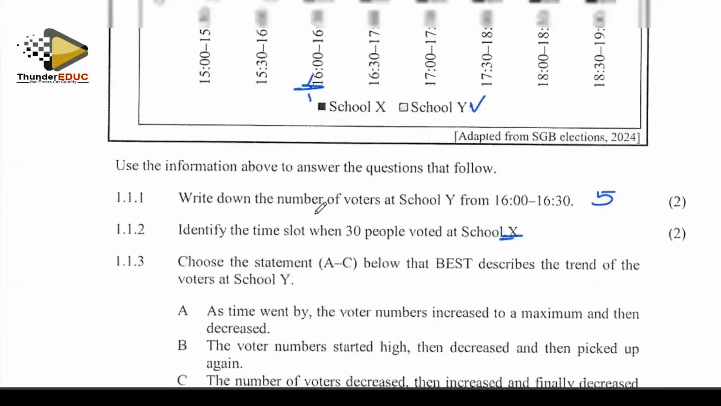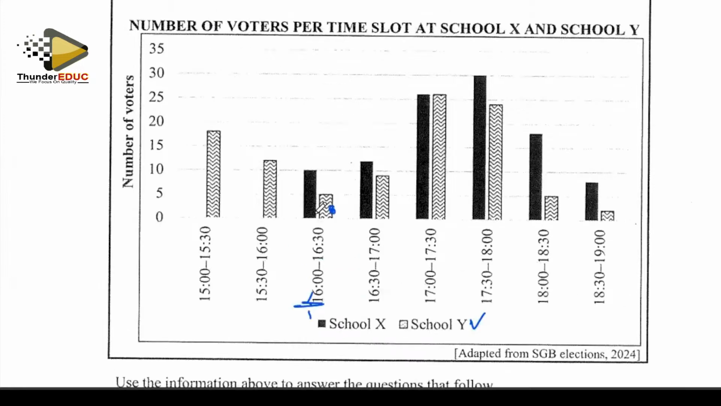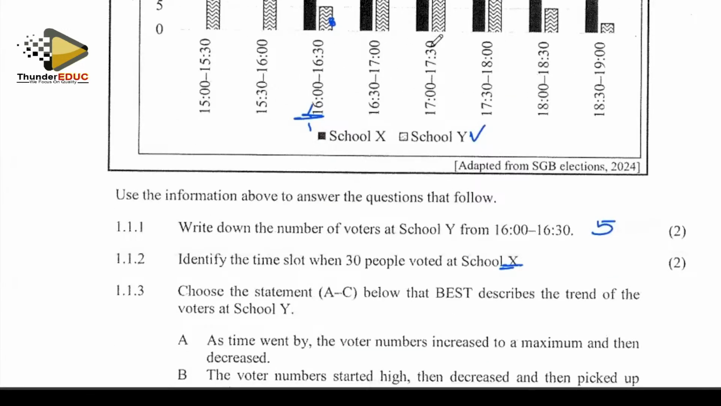30 people voted at school X. All you have to do, come here, look at where it touches the dark graph, because that's school X. And what time was it? It was 17:30 to 18.